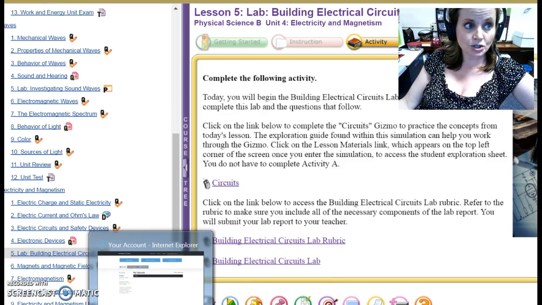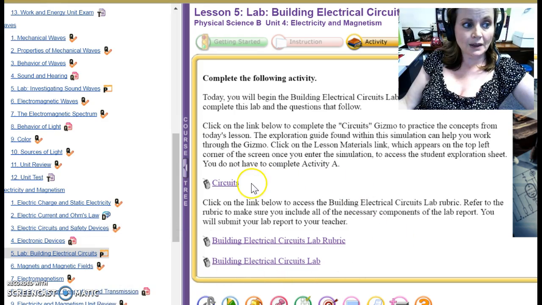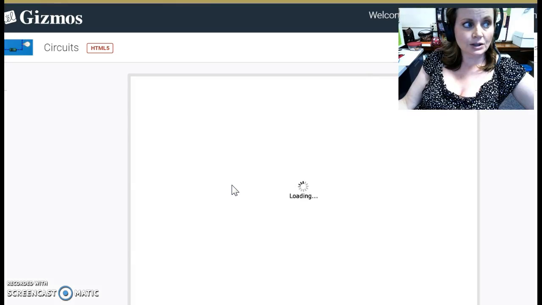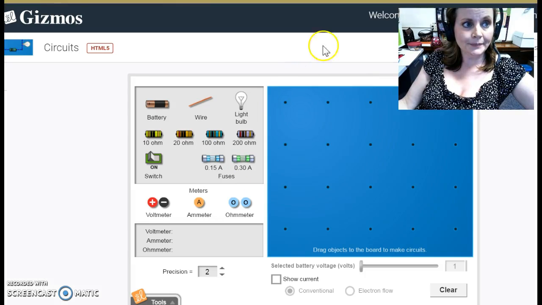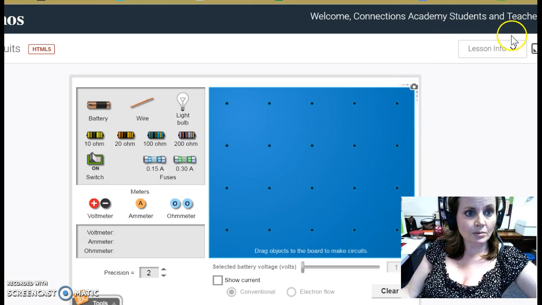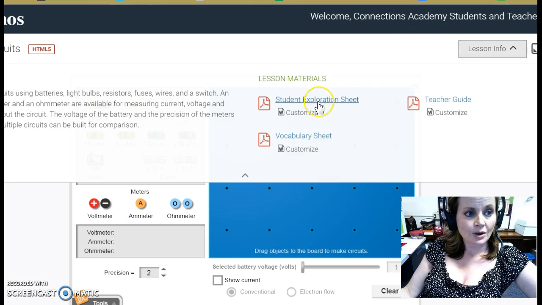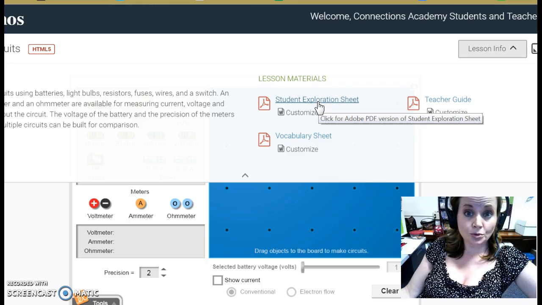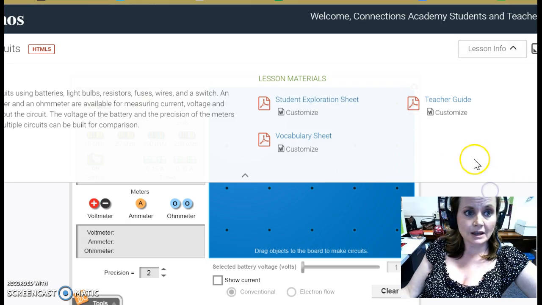this page in your lesson viewer, if you just click on the link that says circuits, it'll take you to the gizmo. Now if you want that student exploration sheet, that's going to be at the top of the screen. Under lesson info, you'll see the student exploration sheet, and that's going to give you the directions, what to do, and that kind of stuff, okay? Because you're going to need that, otherwise you won't know what it wants you to do.